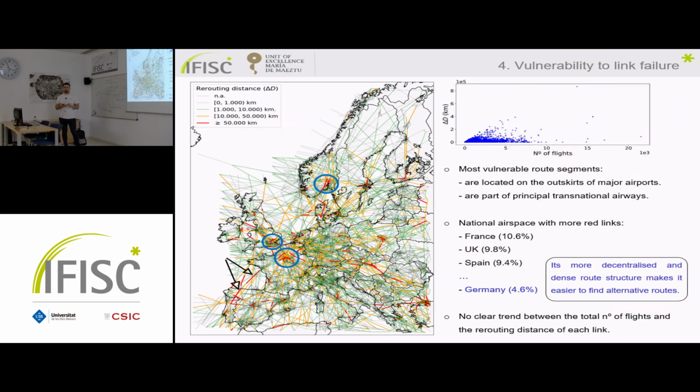western countries, but there are some exceptions, like Germany, which, in spite of being one of the countries handling more air traffic, has a more decentralized and dense route structure that makes it easier to find alternative routes. So overall, we haven't observed a clear trend between the rerouting cost of each link and the number of flights operating over it, as we plot here in this scatter plot above.